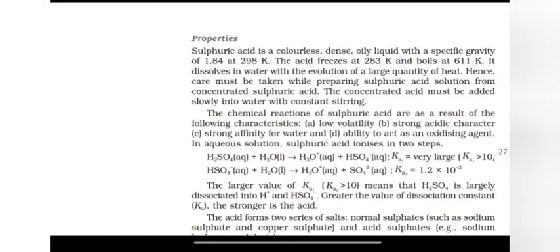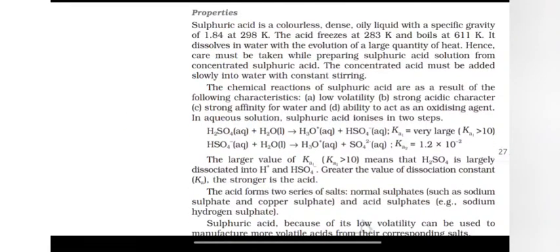Properties: sulfuric acid is a colorless, dense, oily liquid with a specific gravity of 1.84 at 298 Kelvin. The acid freezes at 283 Kelvin and boils at 611 Kelvin. It dissolves in water with evolution of a large quantity of heat. Hence, care must be taken while preparing sulfuric acid solution from concentrated sulfuric acid. The concentrated acid must be added slowly into water with constant stirring.